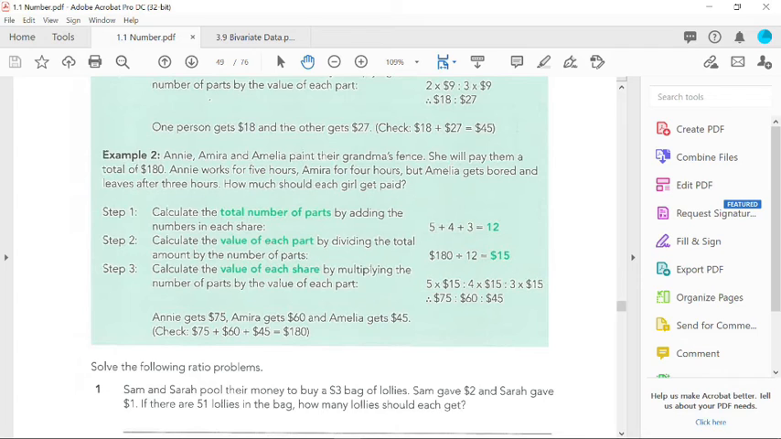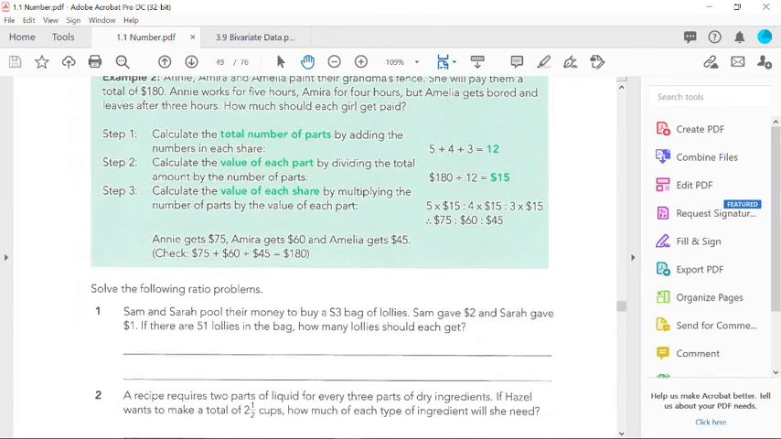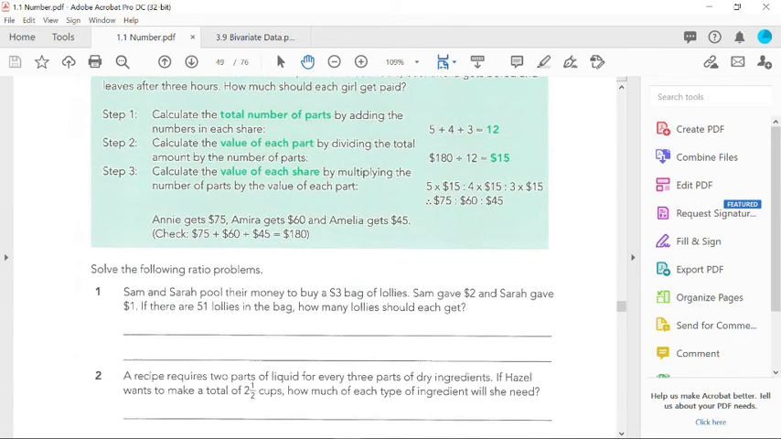Make sense? Pretty easy. So let's just pop down to one of these. Sam and Sarah pool their money to buy a $3 bag of lollies. So the total bag costs $3, right? Sam gave $2 and Sarah gave $1. If there are 51 lollies in the bag, well, ignore the $3 because now we have a new total. 51 lollies in the bag, how many should each get?